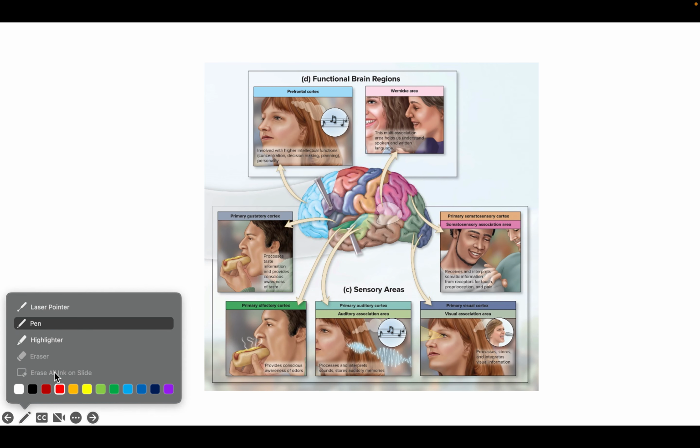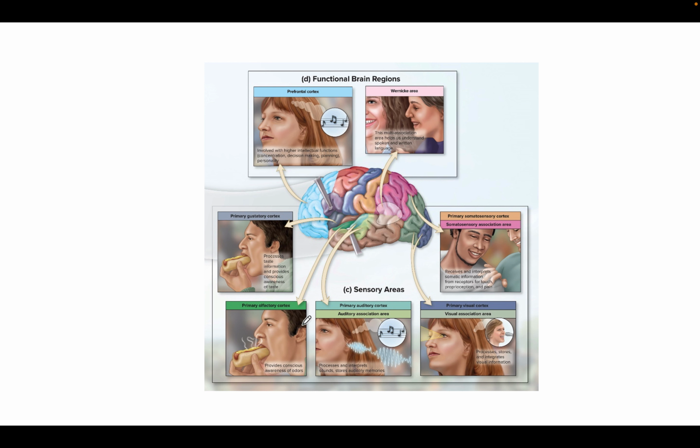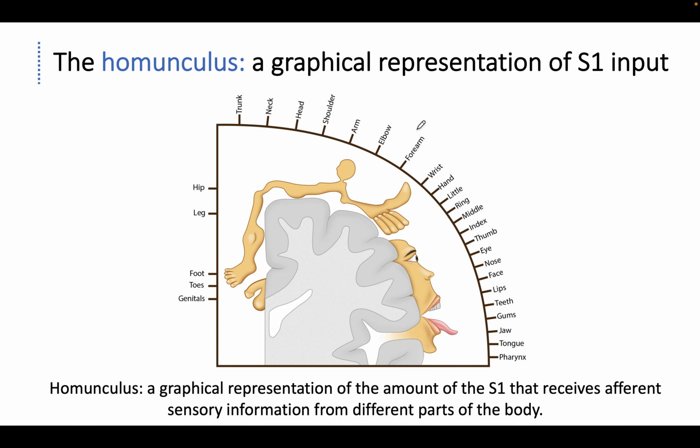Okay, so as we move on here, we can see some of these different functional areas. So you can see primary gustatory cortex, olfactory, auditory, visual, somatosensory. And then we have this Wernicke's area here. And again, this has to do with understanding written and spoken language, so the comprehension of language. Okay. So this structure here, this is what we mentioned earlier with this idea of something called a homunculus.